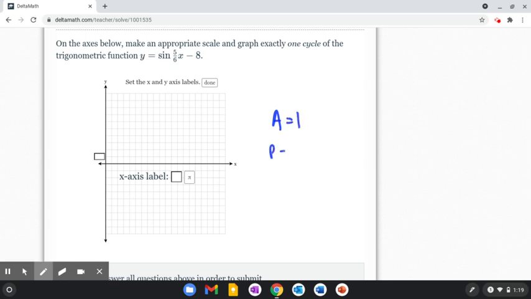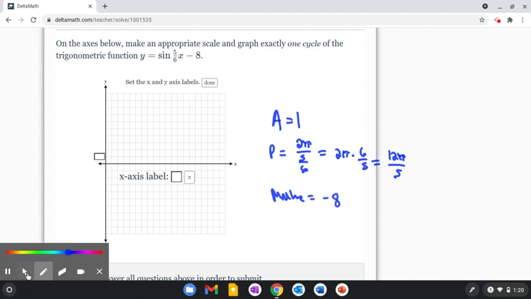Your period is 2 pi over 5/6. So we keep the top, flip and multiply. Gives us 12 pi over 5 for our period. And then our midline is -8. All right, so we're going to choose 1 for our y scale.